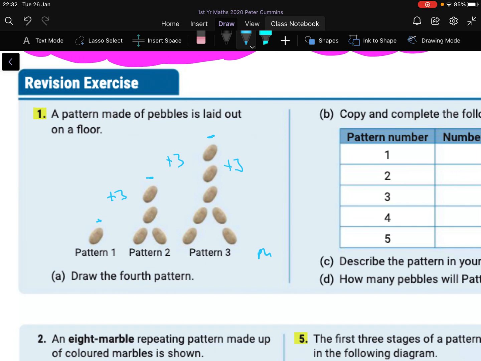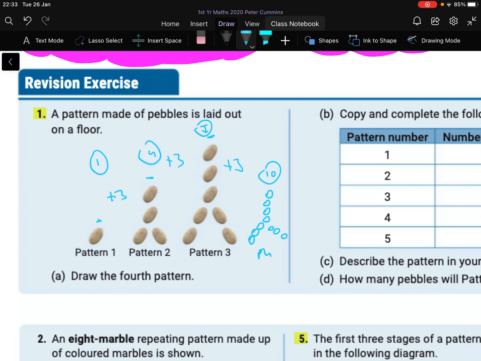So this is going to be 1, 2, 3, 4, 5, 6, 7, 8, 9, 10. So I've added an extra 3. This one had 1 pebble, this one had 4, this one had 7, and the new one, pattern 4, is going to have 10 pebbles. So the difference is the same.